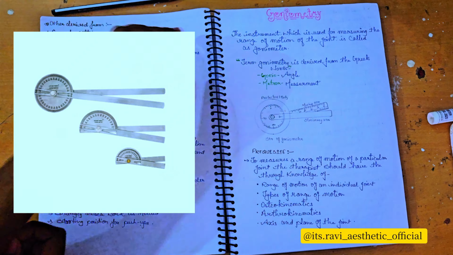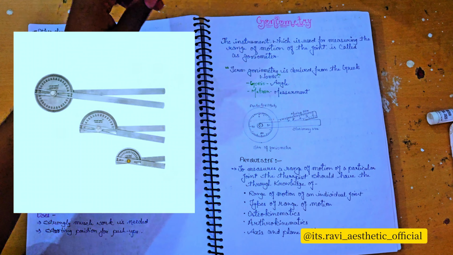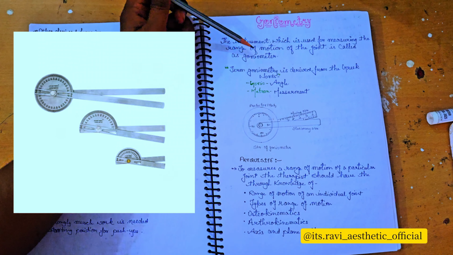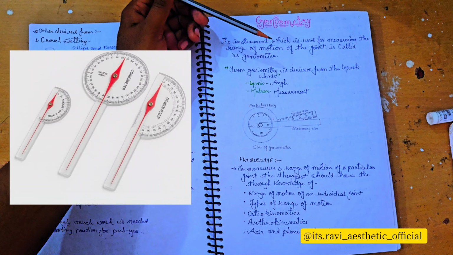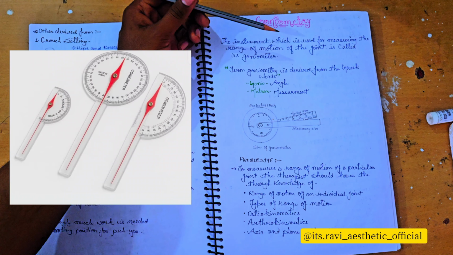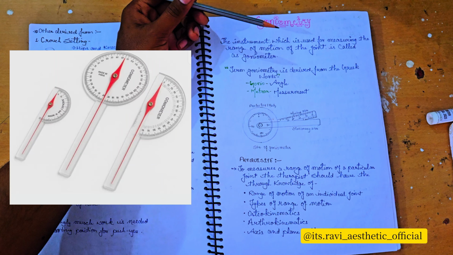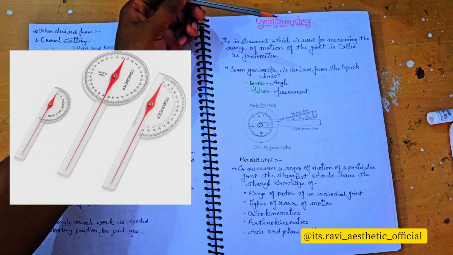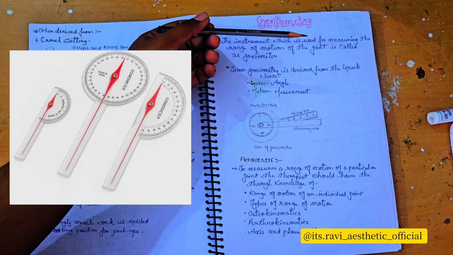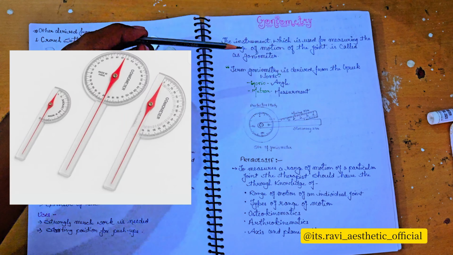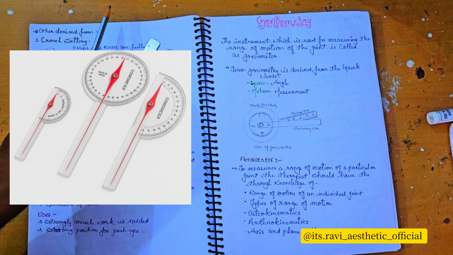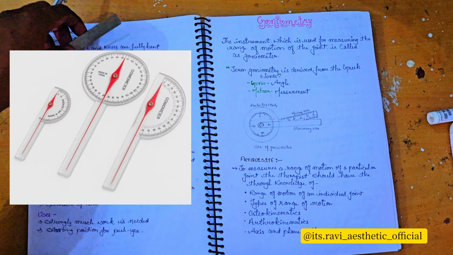So, introduction of the goniometer. The instrument which is used for measuring the range of motion of a joint is called a goniometer. So it's basically used for the range of motion. What is exactly the range present in our body? Is it appropriate at the level or not? Like if you are measuring the elbow flexion, is 0 to 140 degrees available or not? The term goniometer is derived from the Greek words gonio, meaning angle, and metron, meaning measurement. So this is a goniometer diagram. You can write it in the university examination for full marks.